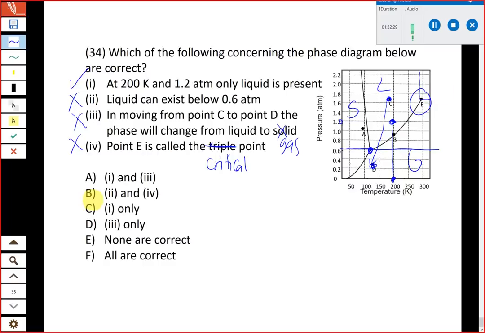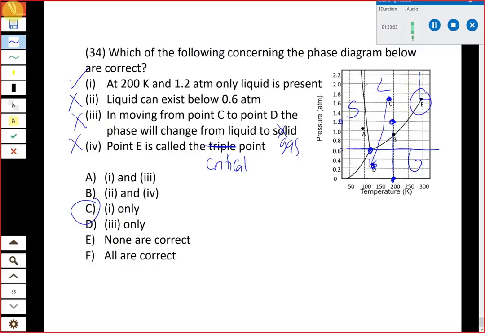So the only one of these that's correct is answer choice C, which is the one that states that a liquid is present at 200 Kelvin and 1.2 atmosphere. All right, so for this type of problem here, you just need to be comfortable with reading the different regions of a phase diagram and then understanding a little bit about the terminology related to phase changes. So solid to liquid is melting, liquid to solid is freezing, liquid to gas is called boiling or vaporization, gas to liquid is condensation. So a little bit about phase changes is going to be part of this, as well as just how to interpret these phase diagrams.